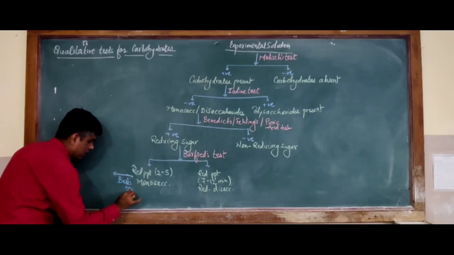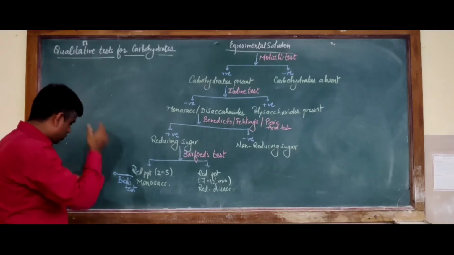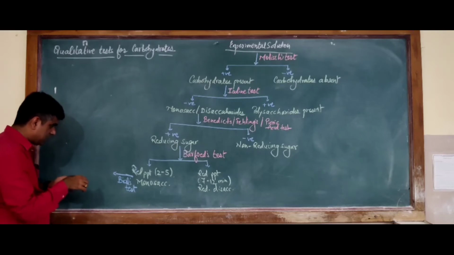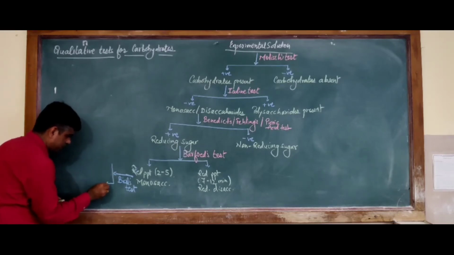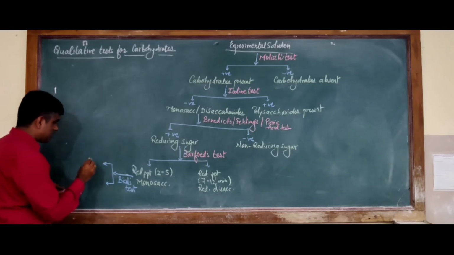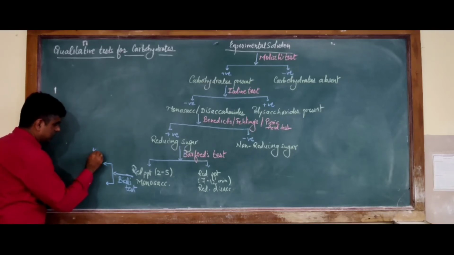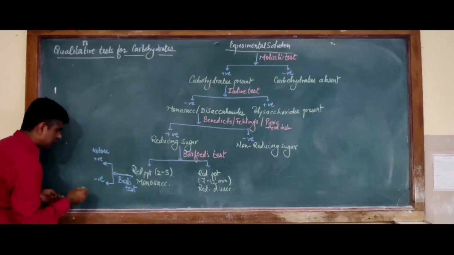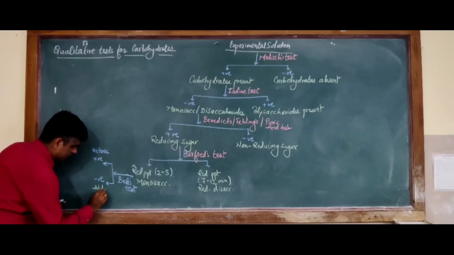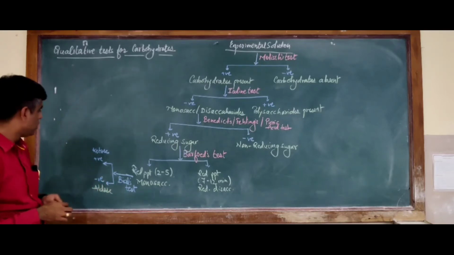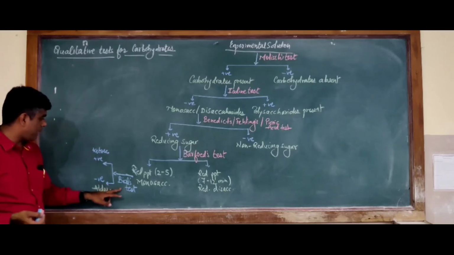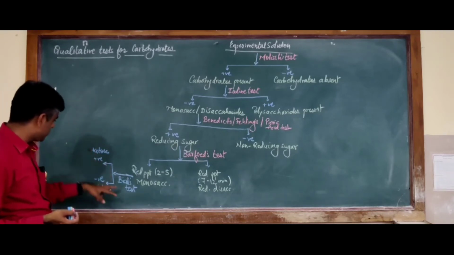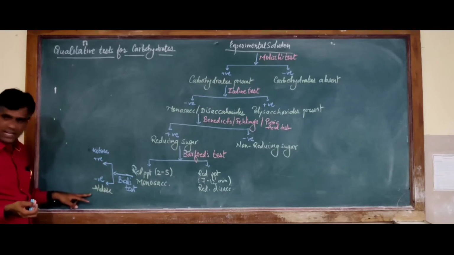So this particular Bial's test, you can get either positive or negative. If you get this test positive, you can say that a ketose is present, and if you get this test negative, you can say that an aldose is present. A positive Bial's test indicates presence of, or I suppose this helps me to differentiate between pentoses and hexoses, I think, right?